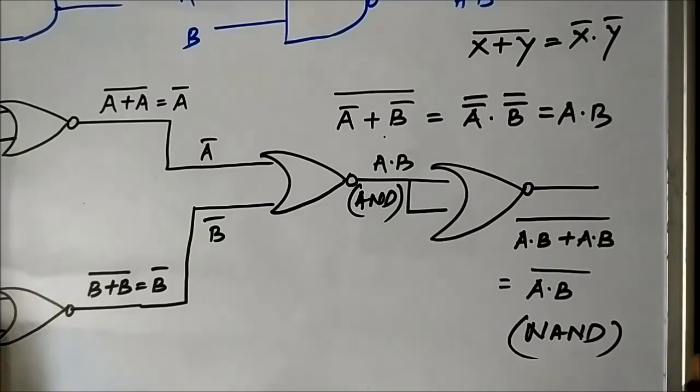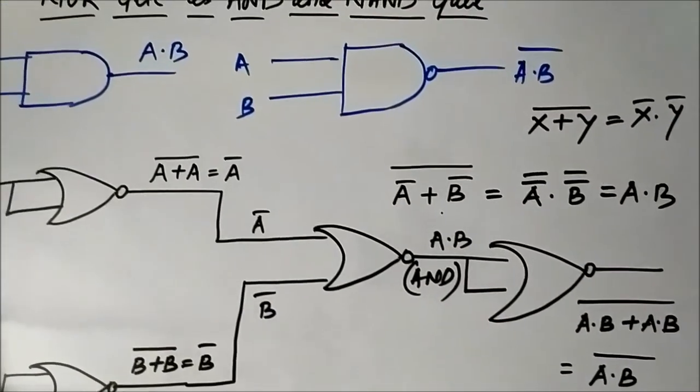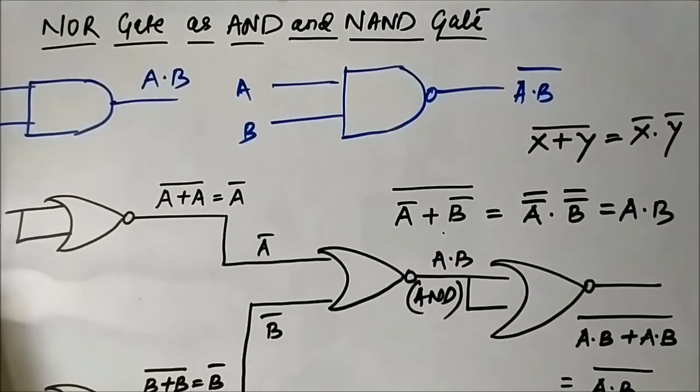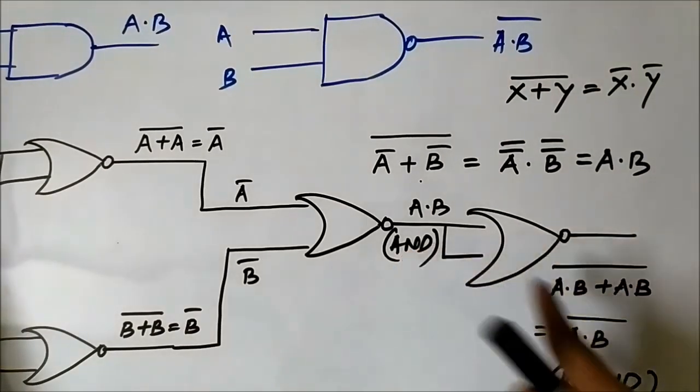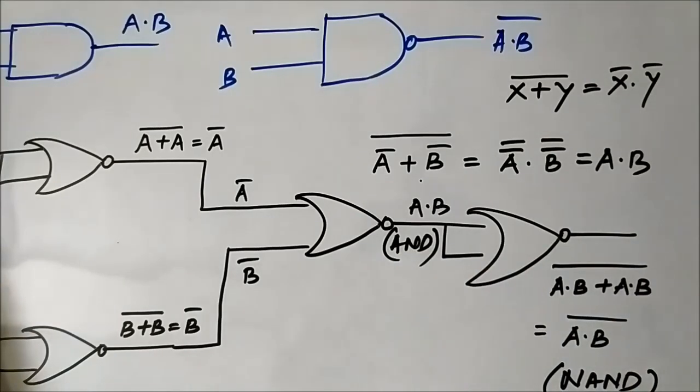Okay, so here we have designed both AND and NAND gates using a combination of NOR gates. Here we got the AND gate output, here we got the NAND gate output.